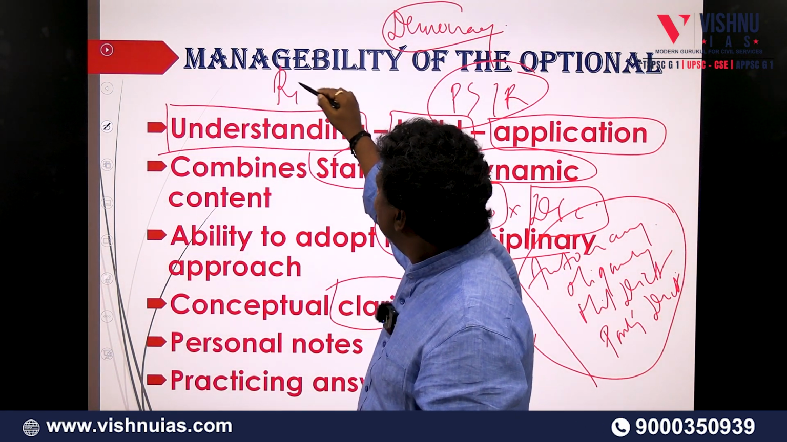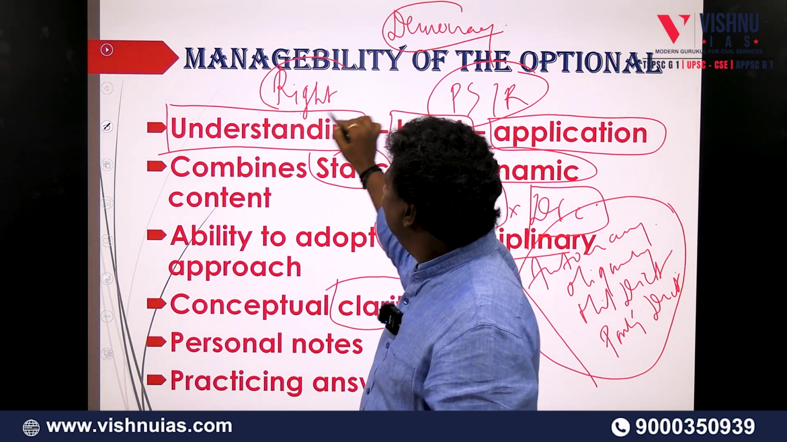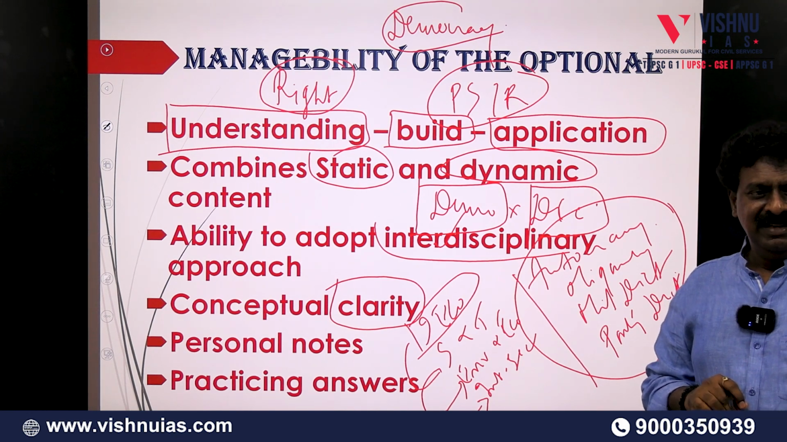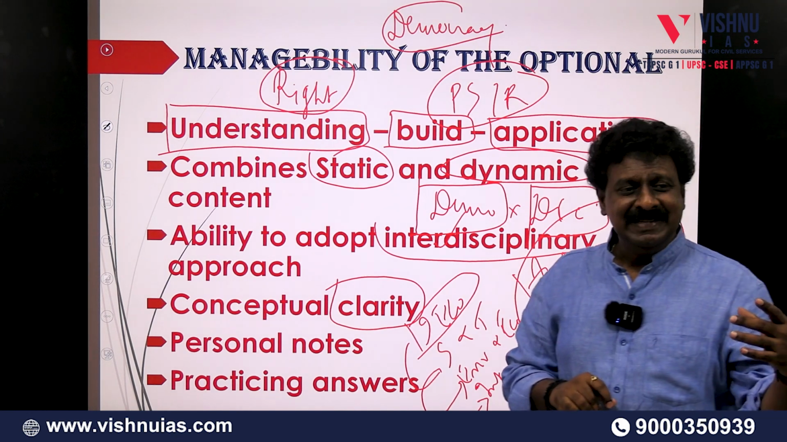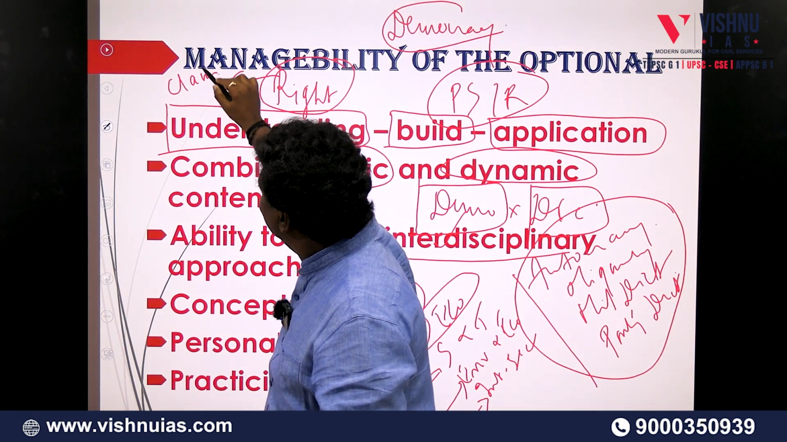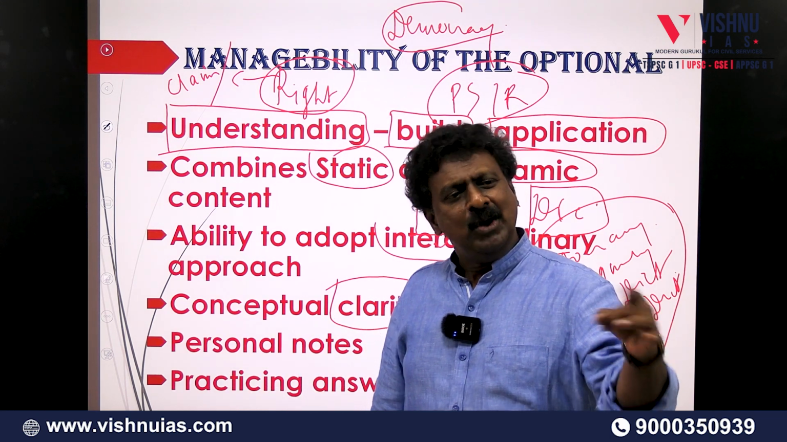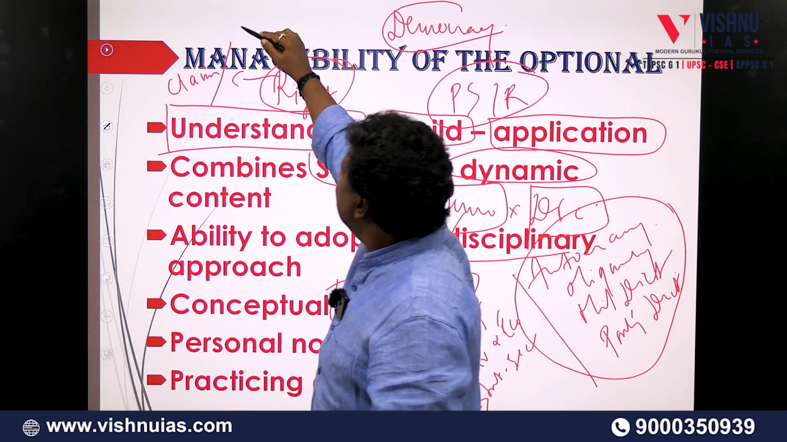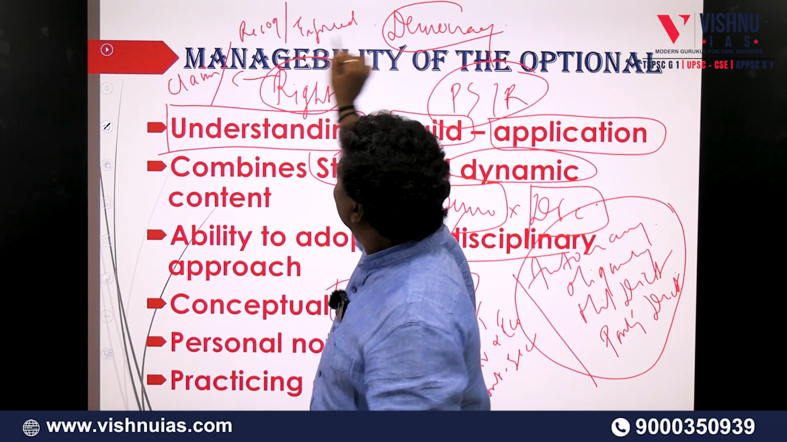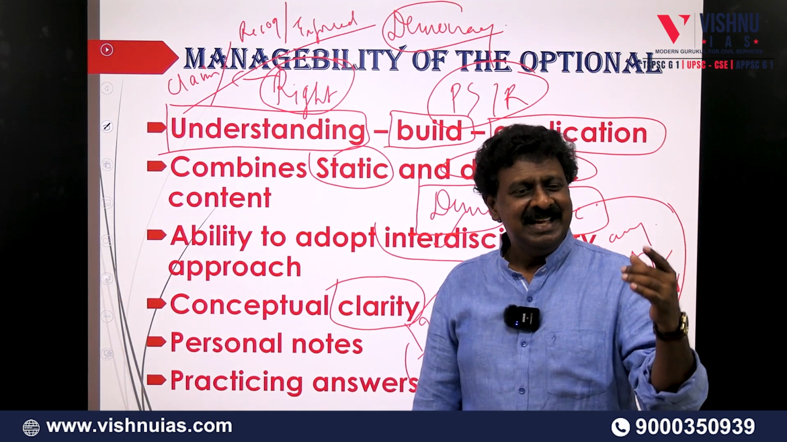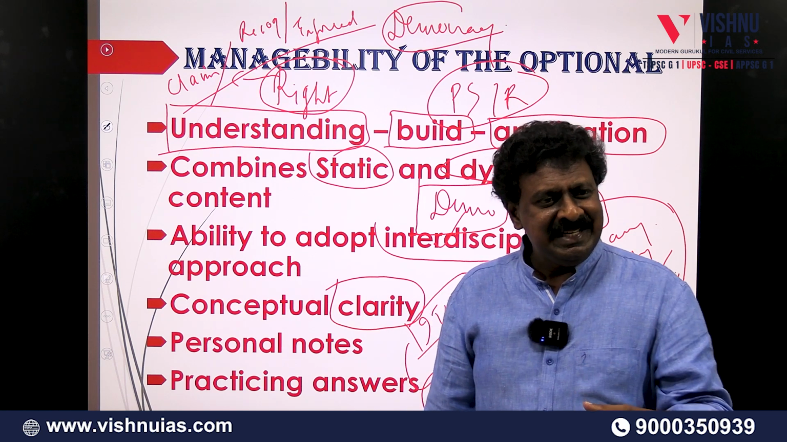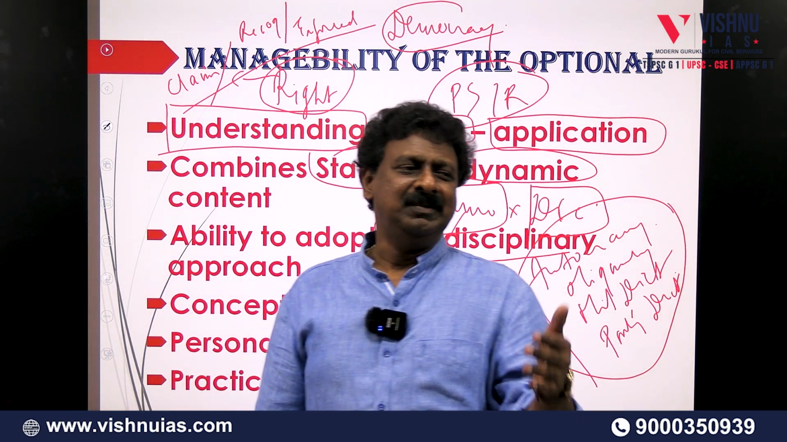Can you tell me what's a right? A right is defined as a claim of an individual or group of individuals recognized by society and enforced by law. That's a right. A right is an individual's or a group's claim recognized by society and enforceable by law.